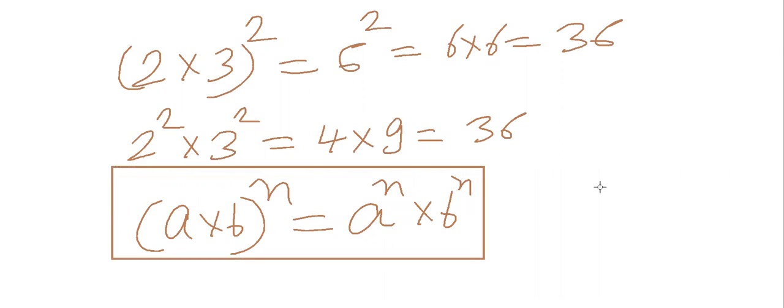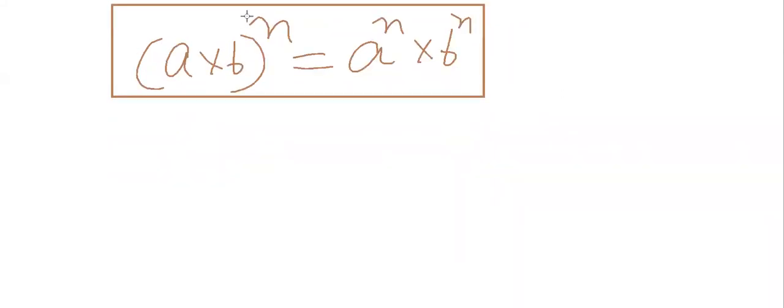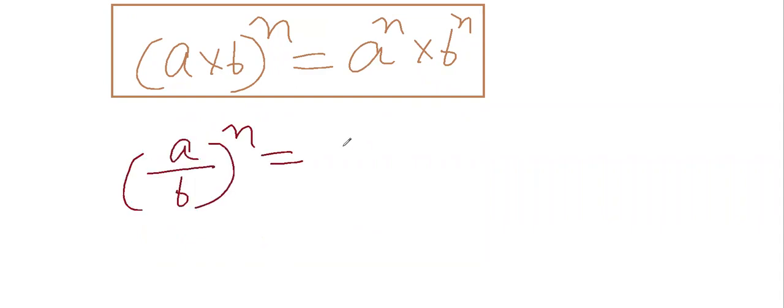Okay. Now, similar to this, we have one more law, and that says that a by b whole to the power of n, it means a divided by b whole to the power of n, I can write as a to the power of n upon b to the power of n. Okay, this is another exponential law. Now we have one more exponential law: anything, whatever you can think of, anything to the power of 0 will always be 1.